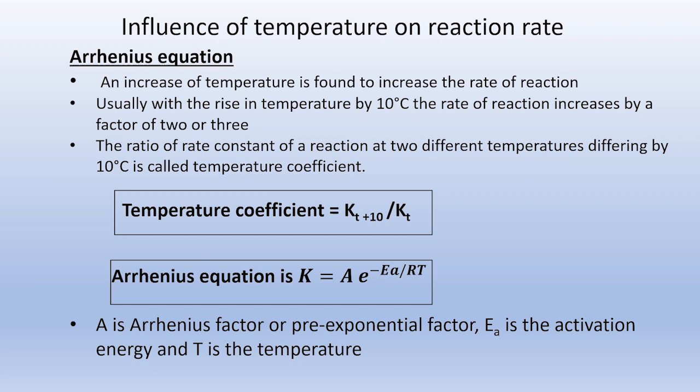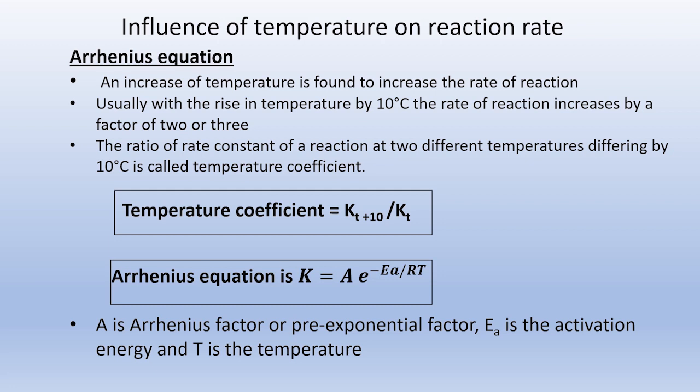That means if you increase the temperature of a reaction by 10 degrees, the rate may double or become 3 times. When we take the ratio of the rate constants of a reaction at two different temperatures differing by 10 degrees, that ratio is called the temperature coefficient. So the temperature coefficient is the ratio of the rate constants of a reaction at two different temperatures differing by 10 degrees.